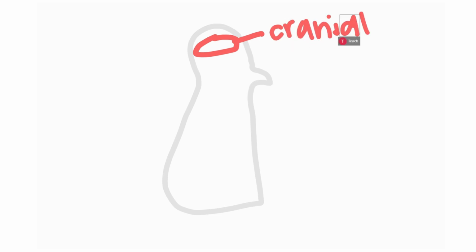The first body cavity is the cranial cavity, and that is the brain. So the cranial cavity supports the brain. Now, below the cranial cavity is going to be the spinal cavity. And the spinal cavity is called the vertebral cavity. And the vertebral cavity is going to support the vertebrae and the spinal cord.